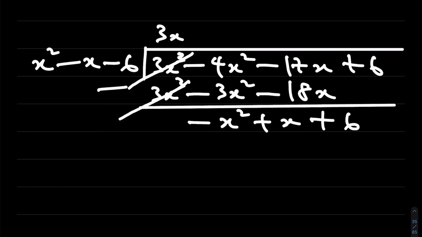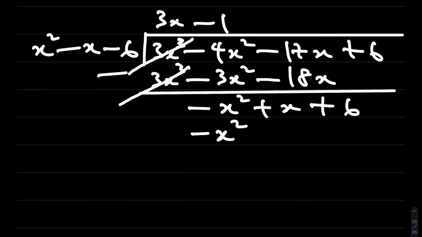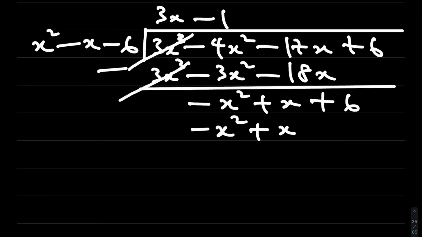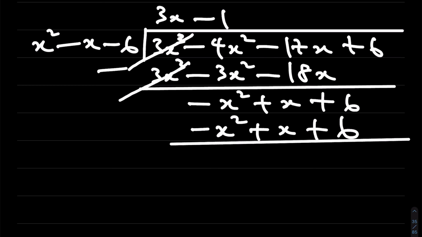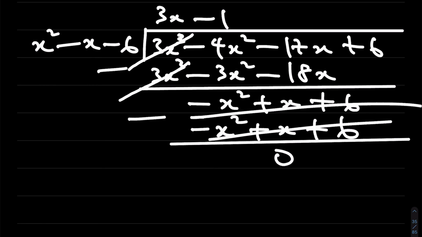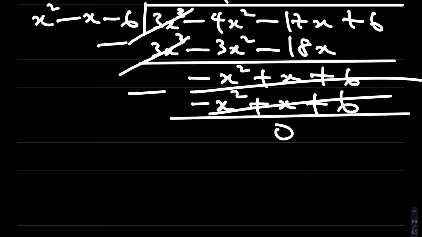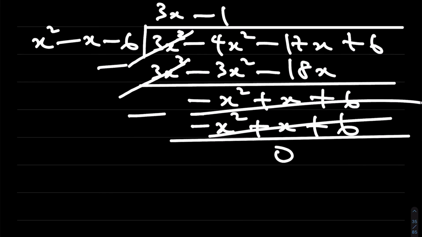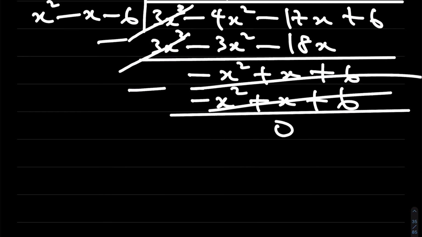Now, minus x squared divided by x squared is minus 1. And then I multiply x squared times minus 1 is minus x squared. Minus x times minus 1 is plus x. Minus 6 times minus 1 is plus 6. Now when I subtract, this minus this is 0. So that simply means the third factor is 3x minus 1.